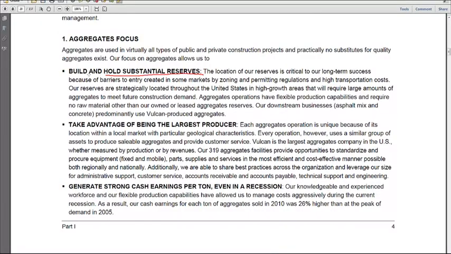So a big thing is building and holding substantial reserves. Basically, I don't know if any of you have carried a bag of rocks before, but they're pretty darn heavy. And so you need to have reserves of the rocks. I mean, rocks don't grow on trees. So you have to have places where you can dig them out of the ground and have them close to the construction project because of the cost of transporting them. So a big thing for Vulcan is to get these pieces of land all over their footprint where there's bunches of stones they can dig up and then transport not that far to the construction project.